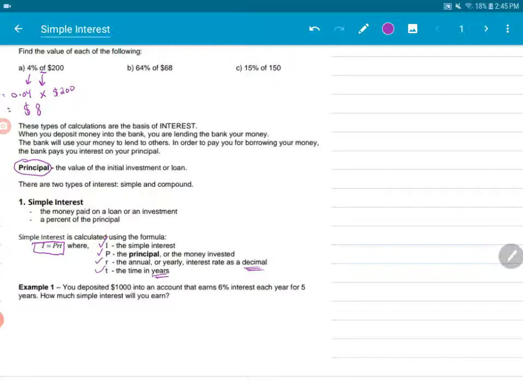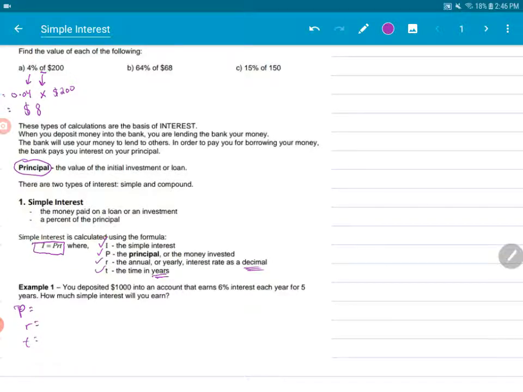So we'll do example 1 together, and then the rest is going to be on your own, and you can check your answers. So you deposited $1,000 into an account that earns 6% interest each year for 5 years. How much simple interest will you earn? Off to the side, I think it's really important to label the different variables that you're going to be using.